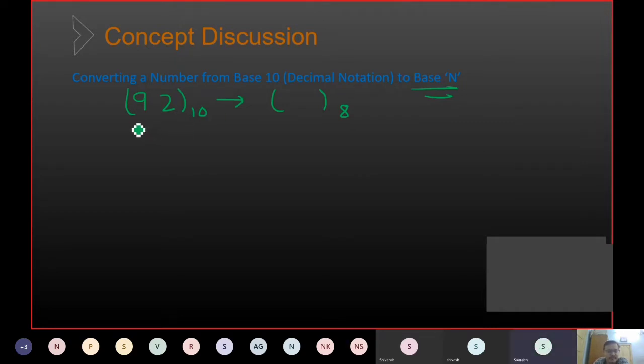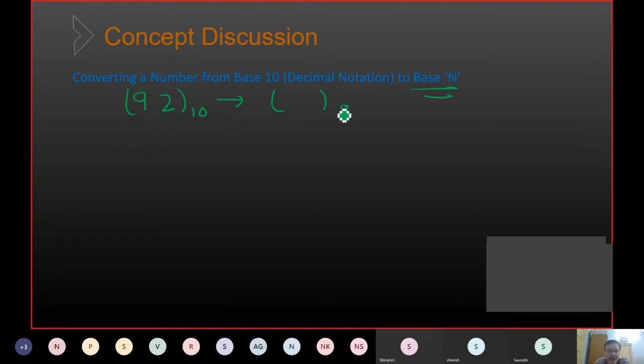Look for the maximum power of 8 that fits. For example, 1 into 8 to the power 2, that is 64. Okay. And then? Then you subtract that value from this value and then go on for the subsequent powers of 8. Okay. So what he's saying is absolutely right.